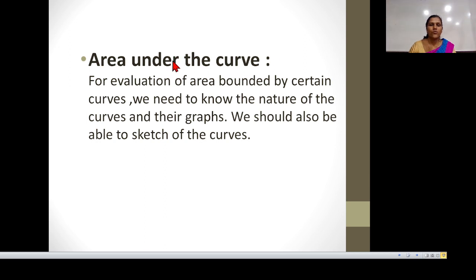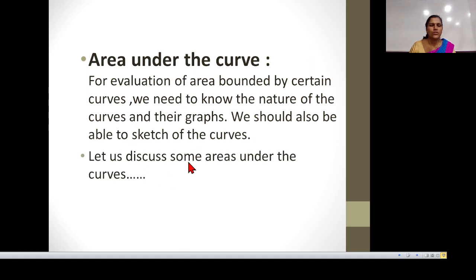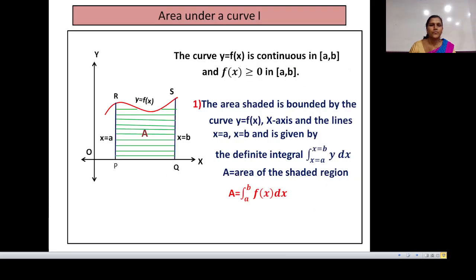Let us see first what is area under the curve. For evaluation of area bounded by certain curves, we need to know the nature of the curves and their graphs. So we should also be able to sketch these graphs. You must know the curves, how to sketch the graphs, and you also know their equations. Let us now discuss some curves. This is our first type of curve for area under the curve.